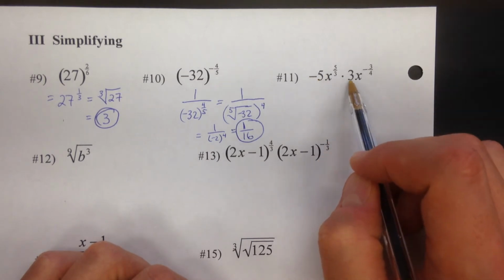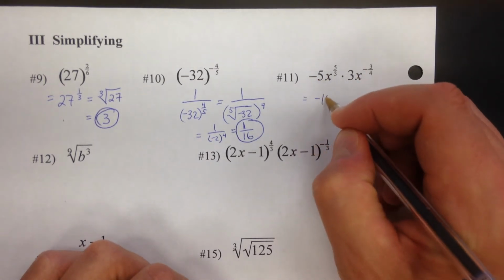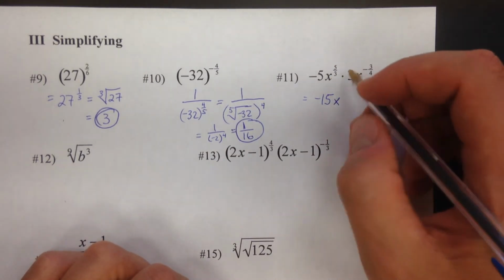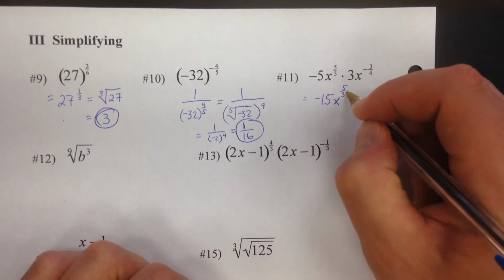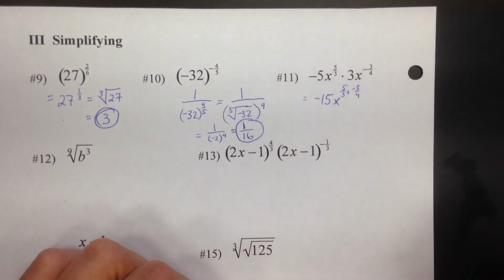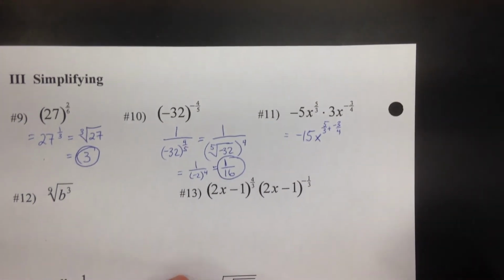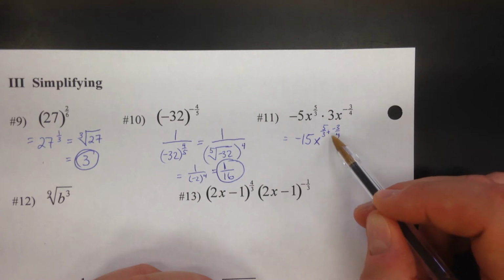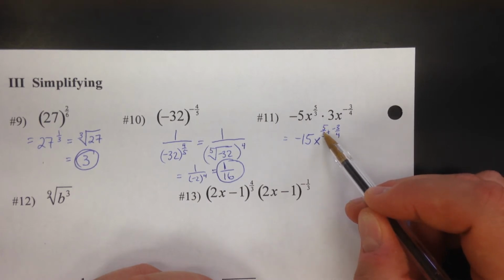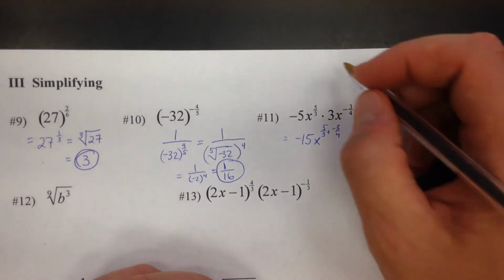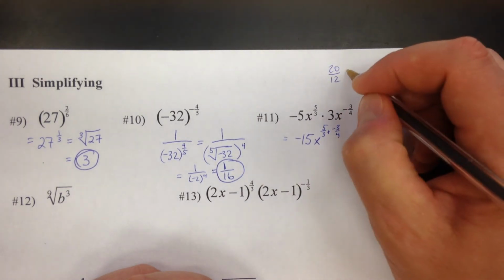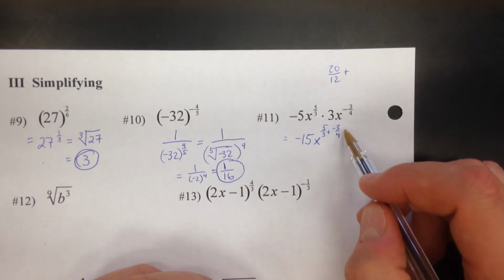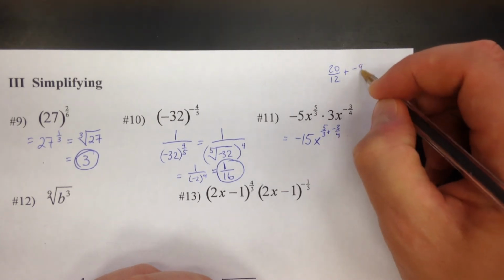Let's multiply the coefficients. Negative 5 times 3 is negative 15. When you multiply variables, x, we add the exponents, 5/3 plus negative 3/4. Now again, you can do this on the calculator. I'm going to kind of come up here and work this. A common denominator is 12. So 5/3 I would multiply by 4 over 4. That would give me 20 over 12 plus, to get from 4 to 12 I'd multiply by 3. So I'd multiply by 3 and 3. We get negative 9 over 12.